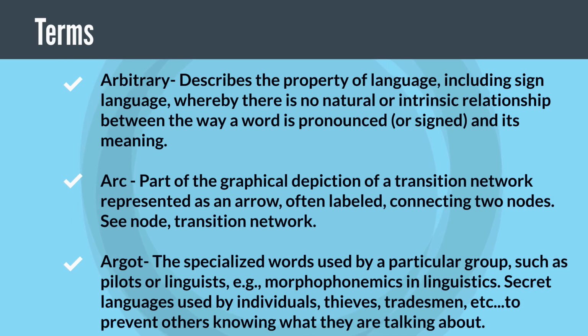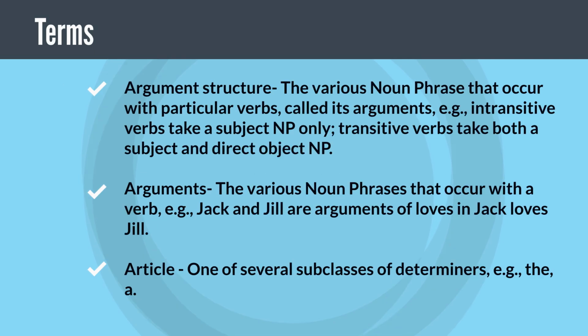Arc, part of the graphical depiction of a transition network represented as an arrow, often labeled, connecting two nodes. See node, transition network. Argot, the specialized words used by a particular group, such as pilots or linguists. Example, morphophonemics in linguistics. Secret languages used by individuals, thieves, tradesmen, etc. to prevent others knowing what they are talking about.